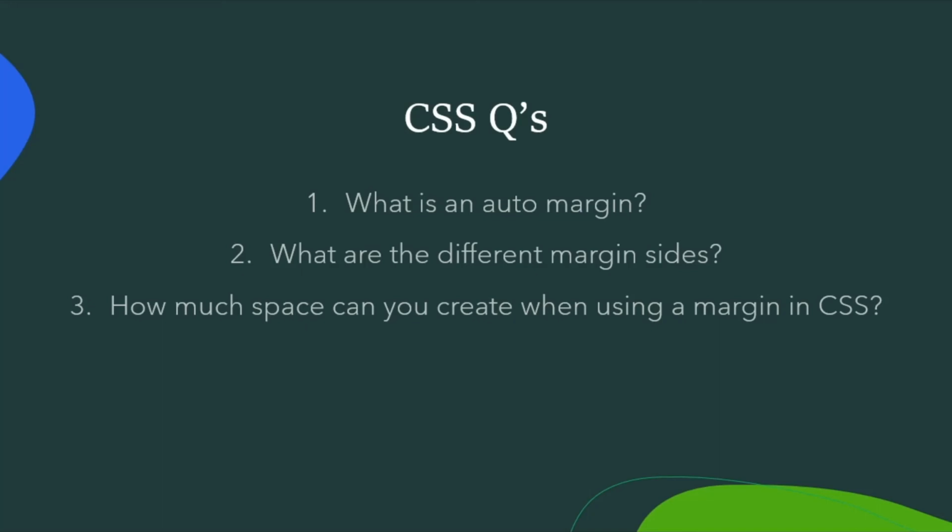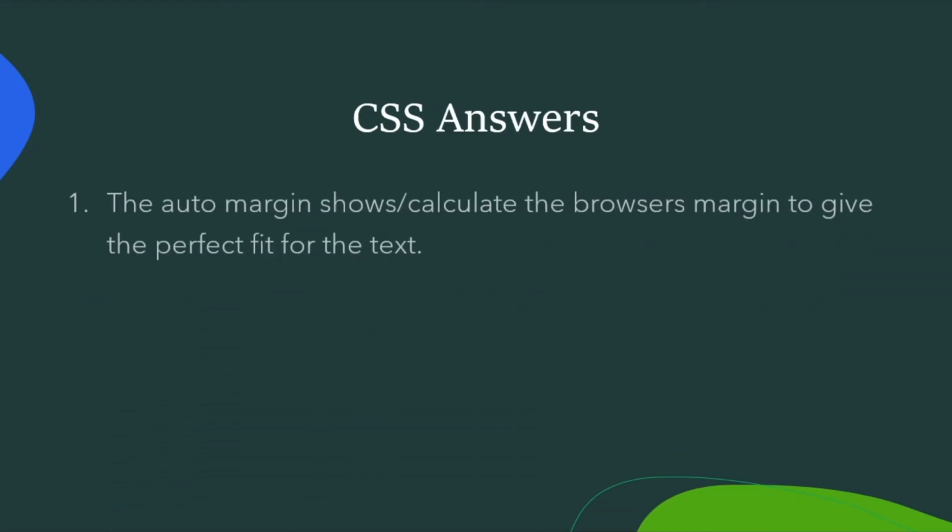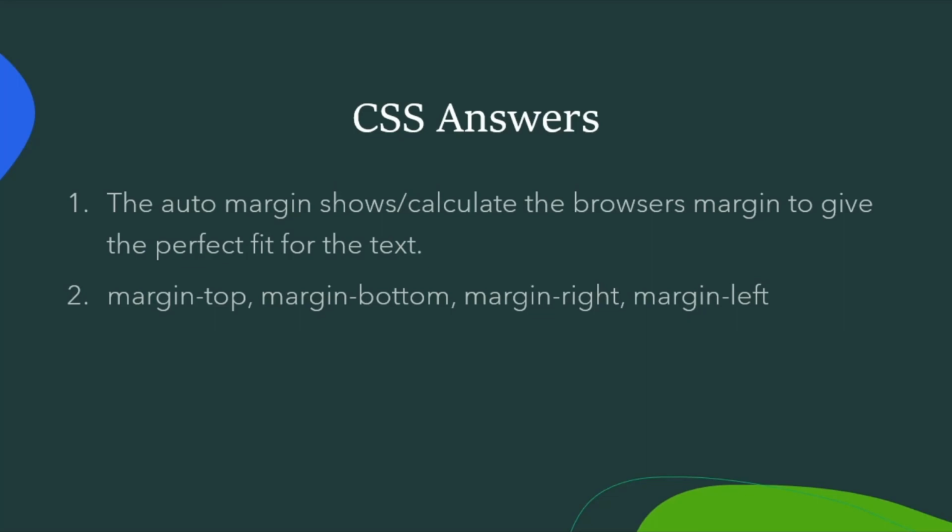Hopefully you've answered all those questions. If you haven't, just pause the video before we go on to the answers. So now let's get into the answers. For number 1, the auto margin calculates the browser's margin to give the perfect fit for the text. Number 2, margin top, margin bottom, margin right and margin left, and number 3, as much space as you want. You could write up to 2000 pixels, maybe that might work, or as much as you like.